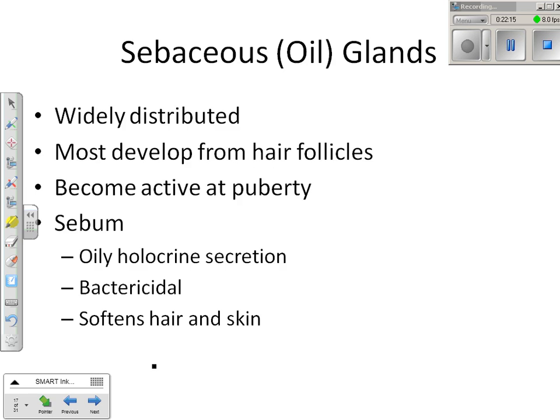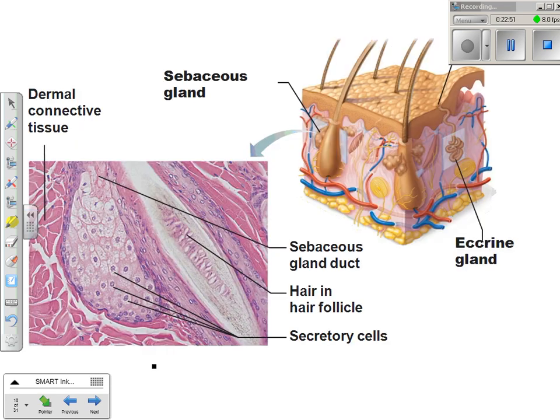Your sebaceous oil glands, these are the oil glands, they secrete differently. These are very widely distributed. These mainly are those little oil glands that surround the hair follicle that we've been seeing. They become active at puberty also and secrete sebum. Now these secrete through holocrine secretion, meaning that the cell kind of ruptures to release the contents, and they have a bactericide in them, and they lubricate the hair and soften the hair and the skin. So make sure you can distinguish between these types of glands.